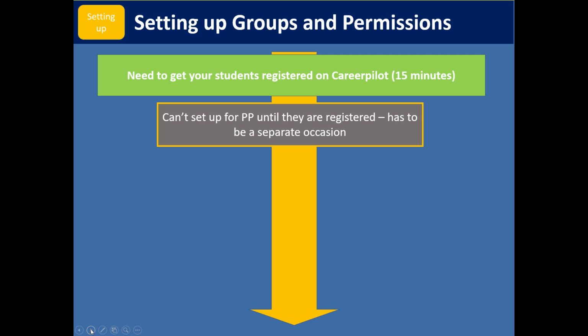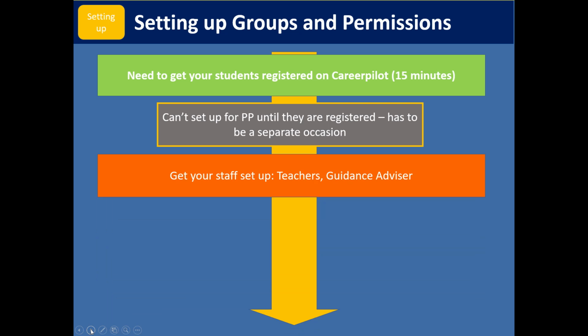So you can't set them up until they're registered. When they're in the system, then you can start to allocate them into groups. You can't set up the students, they have to register themselves, but you can set up staff.